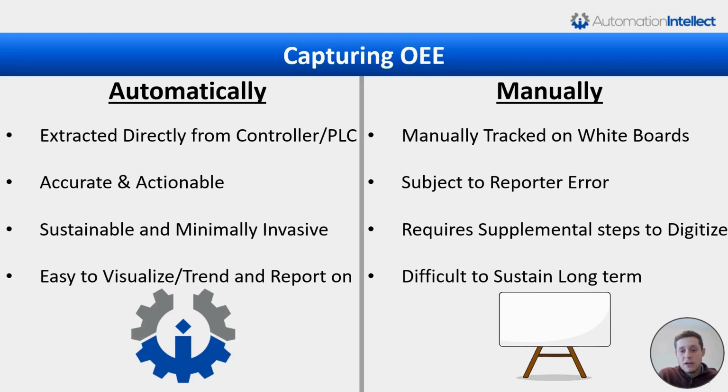On the manual side, this information can be tracked on whiteboards with dry erase markers, but is always subject to reporter error, and typically would require supplemental steps to digitize this data. This ultimately becomes very difficult to sustain long term because it's always requiring operator and support input for continued success.